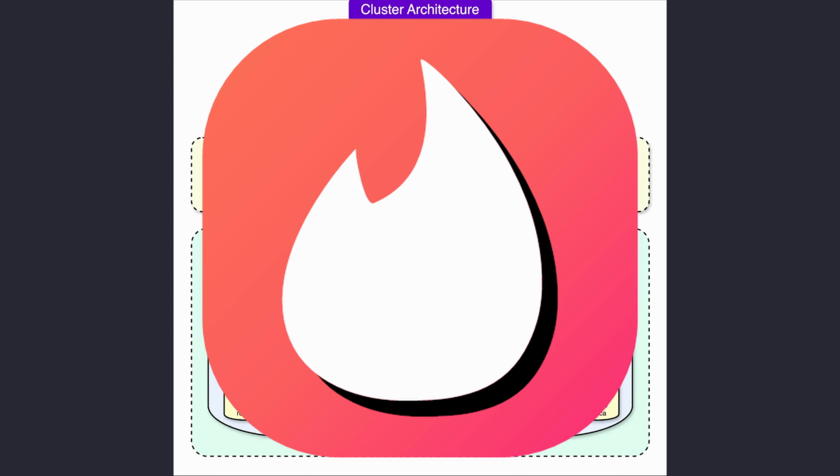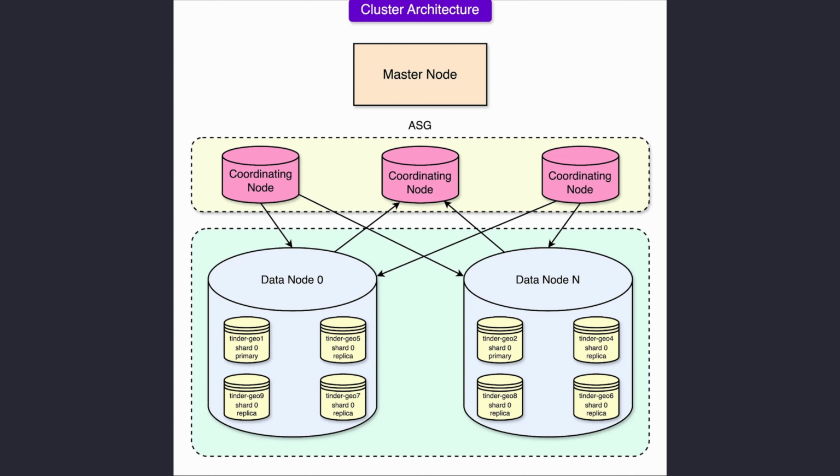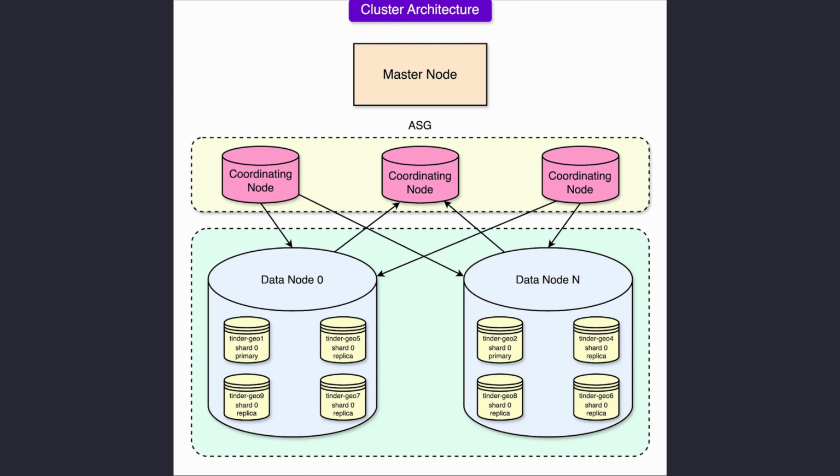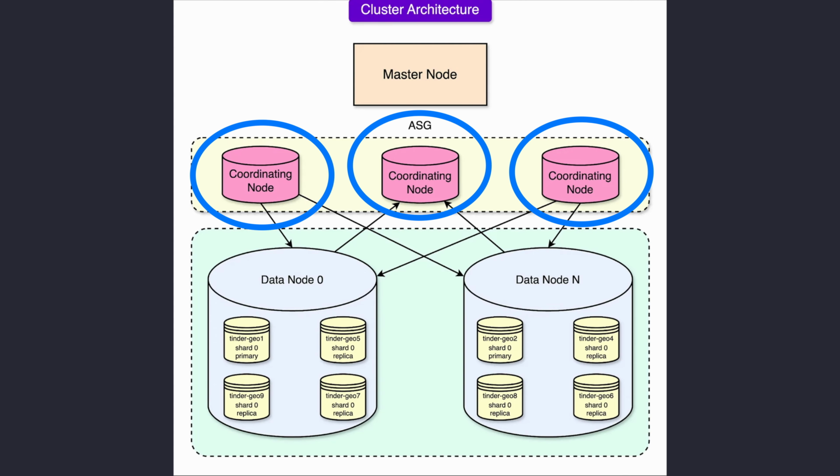Tinder's system doesn't just rely on shards. It's built on intricate cluster architecture that ensures reliability and fault tolerance. Let's break this down. First, there are master nodes. These are like the managers of the system. They monitor the health of the cluster, keep track of where all the data lives, and ensure everything stays in sync. Then we have the coordinating nodes, the traffic controllers.